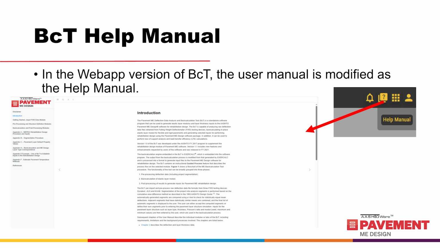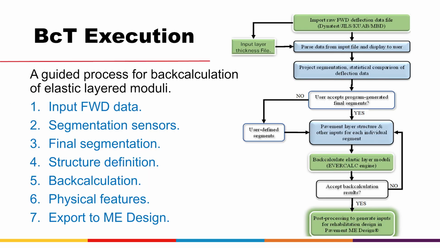The flowchart displayed on this slide is the guided process for back calculating elastic layer moduli for use in rehabilitation design. The guided process is a 7-step process. In the next 3 sessions of this module, our discussions and demonstration of the BcT will be based on this 7-step process and the flowchart shown here.